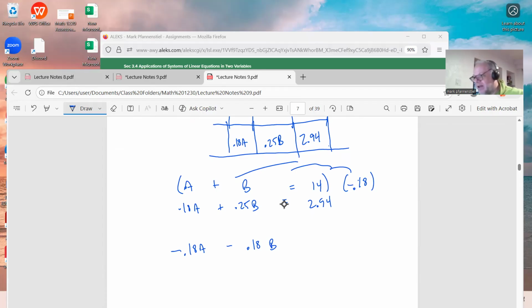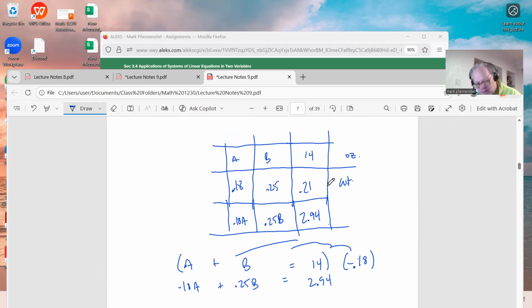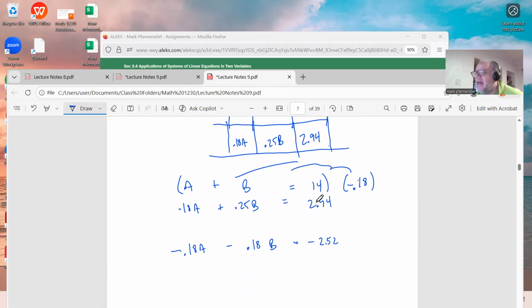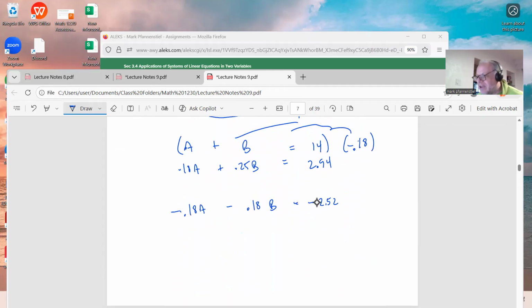Okay, so this is going to be 14 times 0.18 equals, and okay, 14 times 0.18. Okay, and I got 2.52, so equals negative 2.52 here. That's just multiplying all of that stuff out, right? The next equation we had, I'm just going to write down the second equation by itself. Plus 0.25b is equal to 2.94.